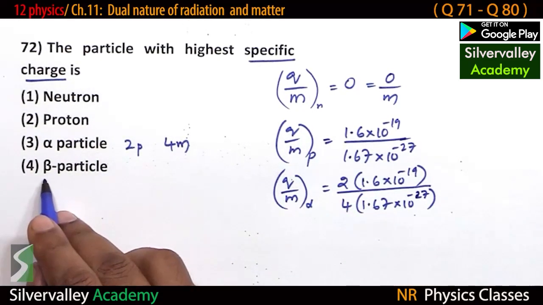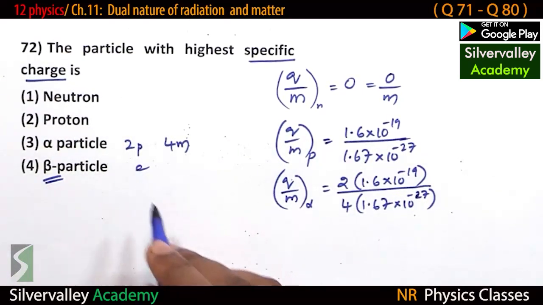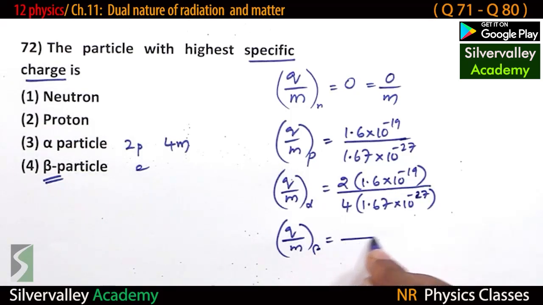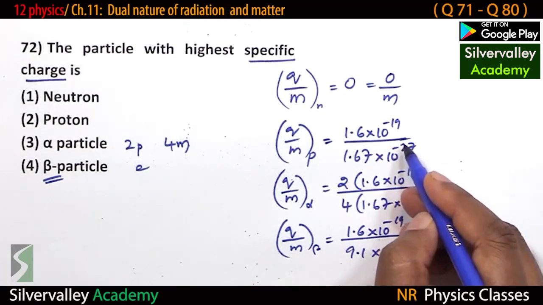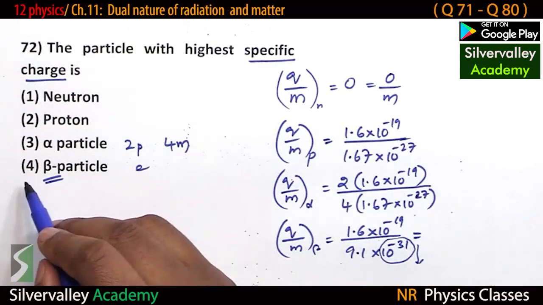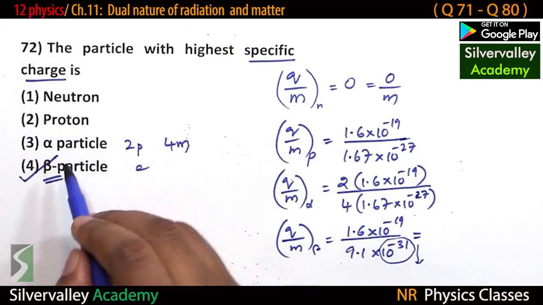And the beta particle is electron-like. So Q by m of the beta particle equals 1.6 × 10^-19 by the mass, 9.1 × 10^-31. Observe, 10^-31 is in the denominator, a very small value. Therefore, the specific charge of the beta particle is highest.